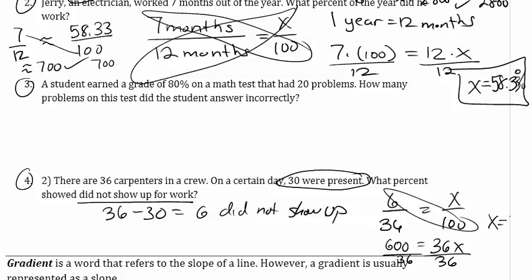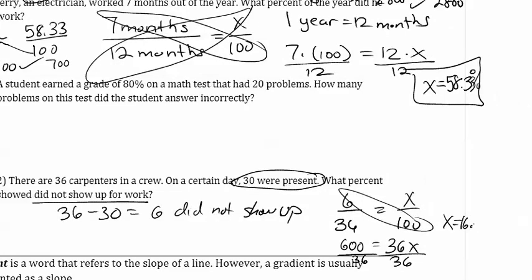So we have, I got 14.29%. So 14.29% did not show up. Okay, so if you want to multiply that back out, 14.29 times 35 should give you 500, and it does if you plug it back in.